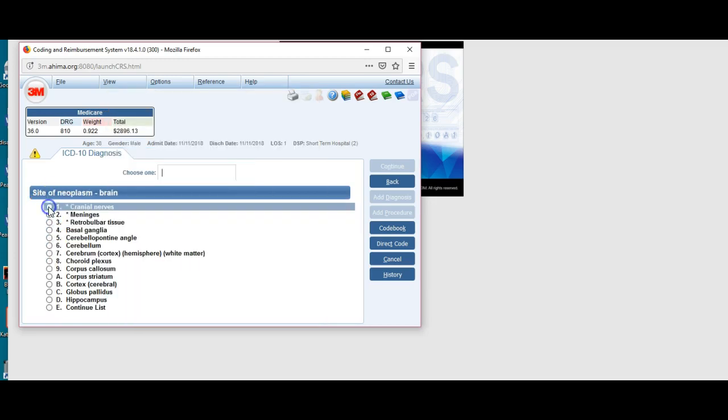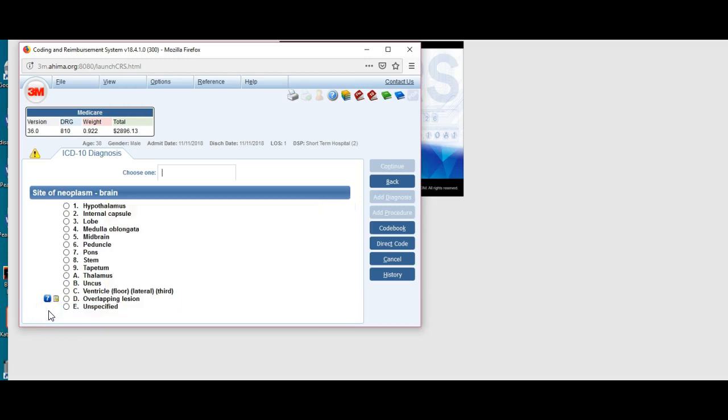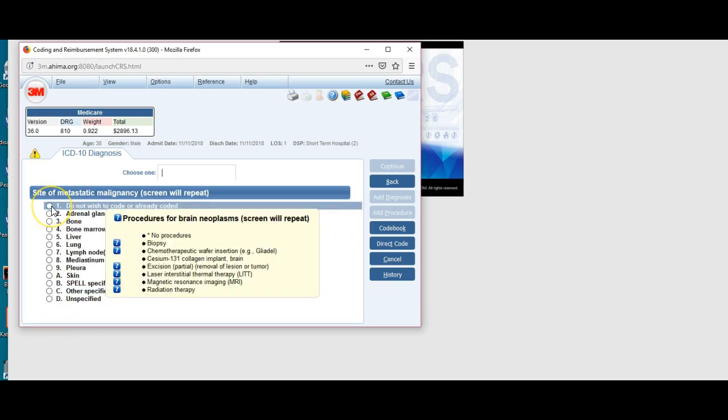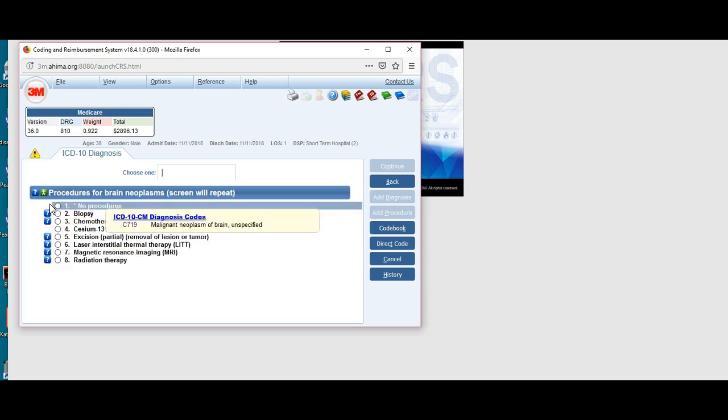It was at the brain. We don't know exactly where it was in the brain, so we're going to pick unspecified. There wasn't a metastatic site, so we're going to hit no, do not wish to code. And we're not coding the procedure. It was already done before the patient got to our facility, so we're going to hit no procedure.